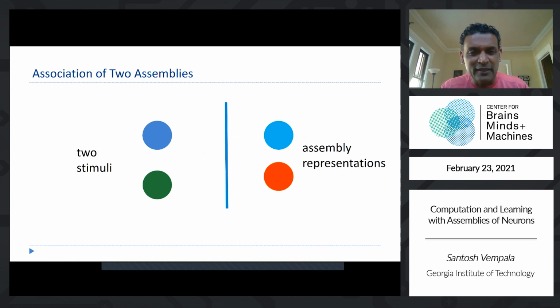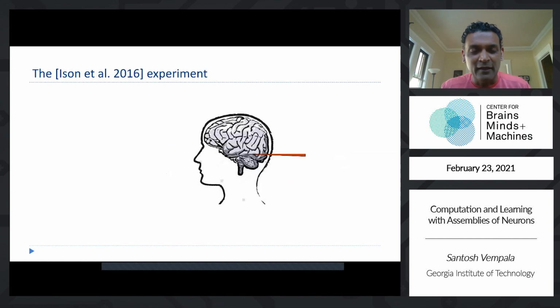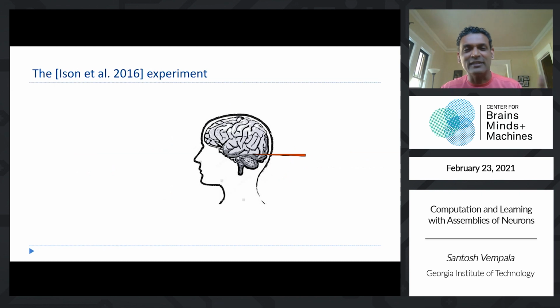So the next operation is association. In association, we have two stimuli or two assemblies that are both firing repeatedly and together. As a result, the corresponding assemblies, which had already been created, come closer. Their overlap in terms of number of neurons and the strength of the connections between their corresponding neurons increases. Okay, this one you don't have to take my word for it. It's an experiment by Ison et al. in 2016, where they were recording from human patients with electrodes directly into several hundred cells in the hippocampus. This is in the medial temporal lobe, and here's what they observed.